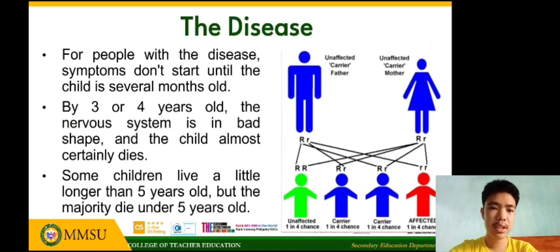For people with the disease, symptoms don't start until the child is several months old. By 3 or 4 years old, the nervous system is in bad shape and the child almost certainly dies. Some children live a little longer than 5 years old, but the majority die under 5 years old.